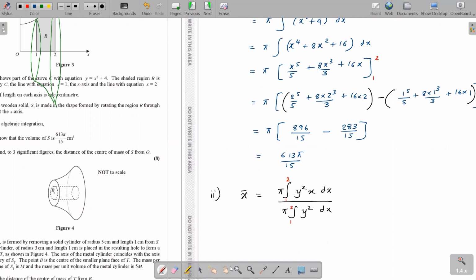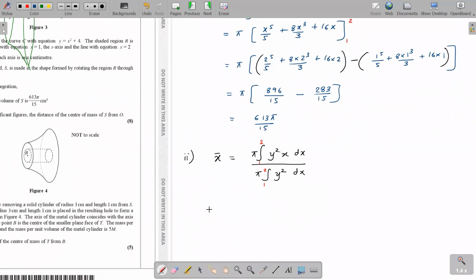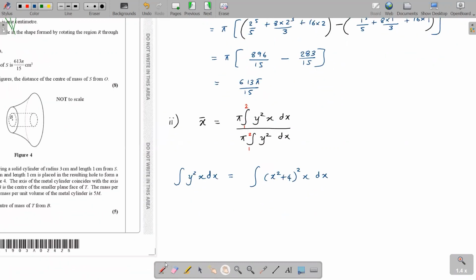So we'll take the numerator and get the value of y square x. The y value is x square plus 4. So you square the whole thing, multiply by x with respect to x. What do we get then? The integration mark is still there. Expand the bracket: x to the power 4 plus 8x square plus 16. Then you multiply the whole thing with x. This becomes x to the power 5 plus 8x cube plus 16x.